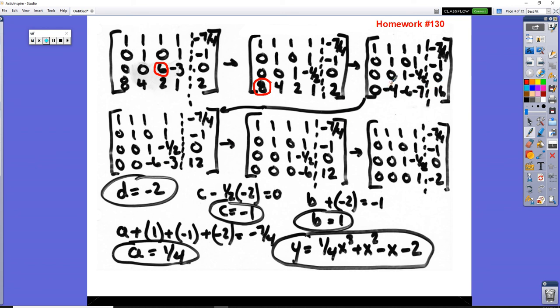Then you want to get rid of this -4 that's in the bottom row. We're going to have to multiply the second row by a 4 and add it with the bottom, which is going to give you 0, 0, -6, -3, 12.